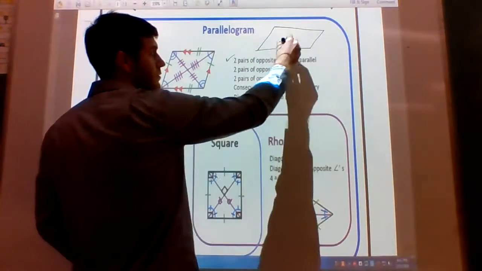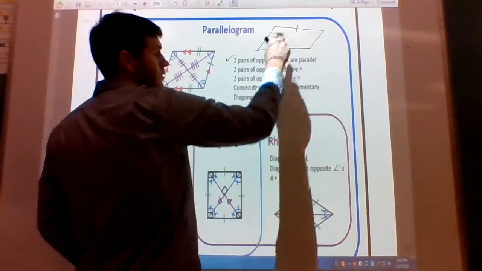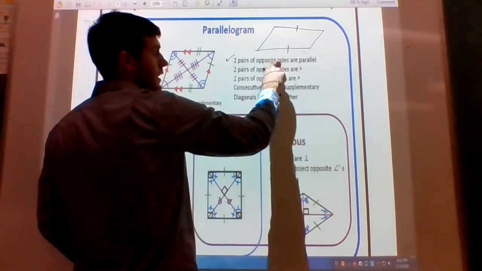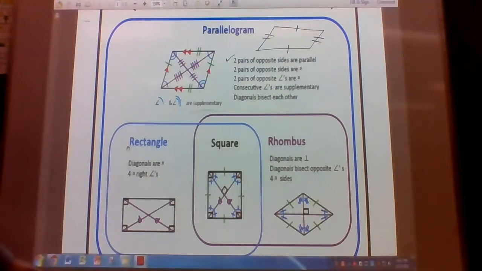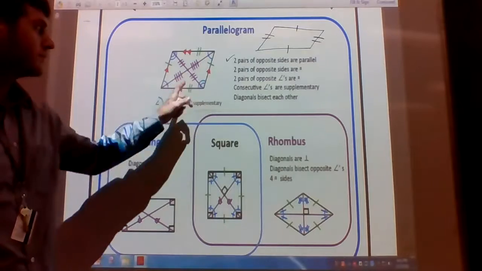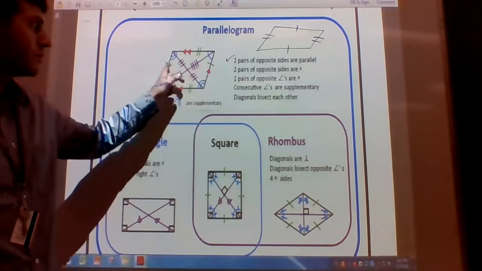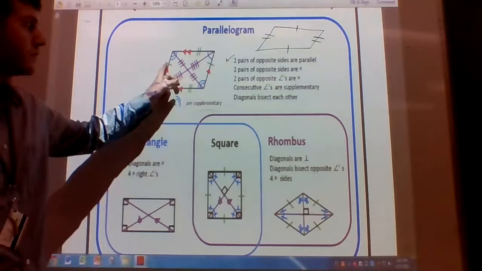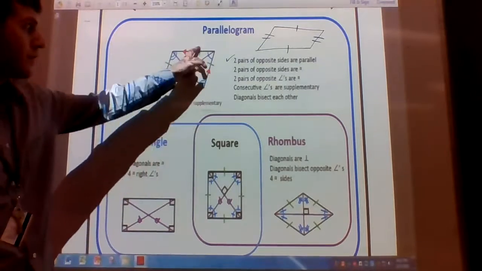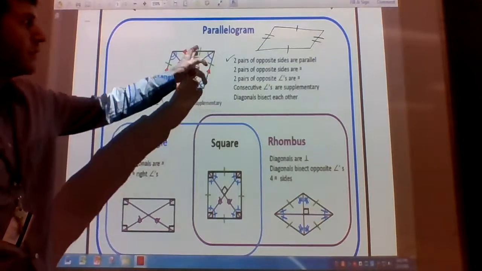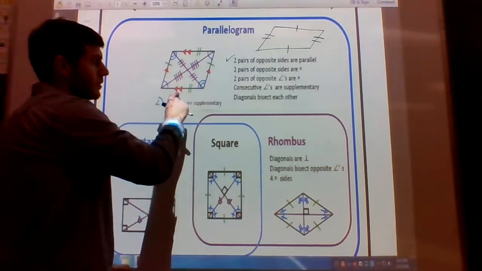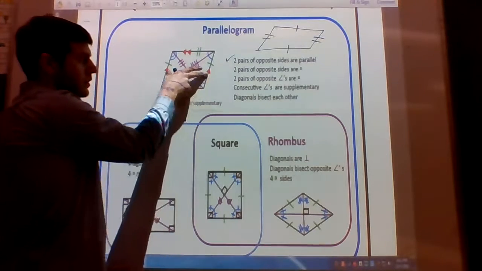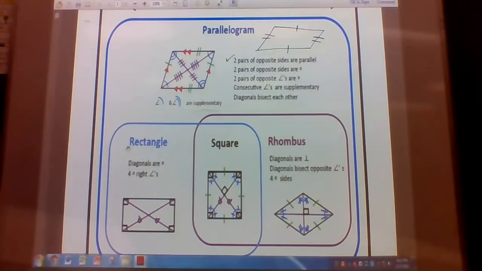Two pairs of opposite sides are congruent. So opposite sides are congruent. That's one pair of opposite sides that are congruent. Here's a second pair of opposite sides that are congruent. We see that on this diagram. One pair of opposite sides congruent, denoted by the hash marks, and then the second pair of congruent sides by the two hash marks. Again, the arrows represent the parallel. So these lines are parallel, these lines are parallel because of the arrows. The arrows are the symbols we use.